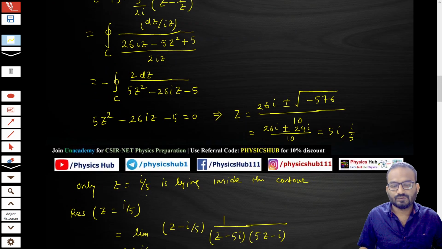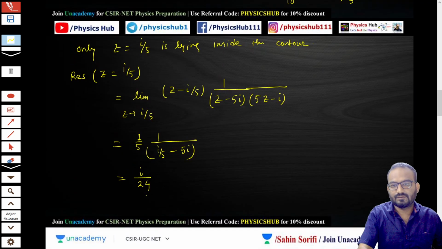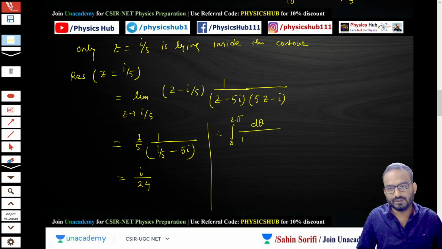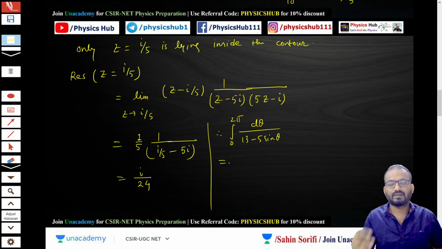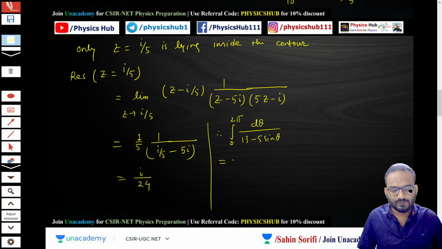So what is the integral value now? Okay, my page is running out. Anyway, we can calculate it now. So therefore the integral from 0 to 2 pi of the parent integration 1 over 13 minus 5 sin theta, because we have already converted it into a complex integration and we have found the residue. So 2 pi i into the sum of residues. This is the formula. Okay?